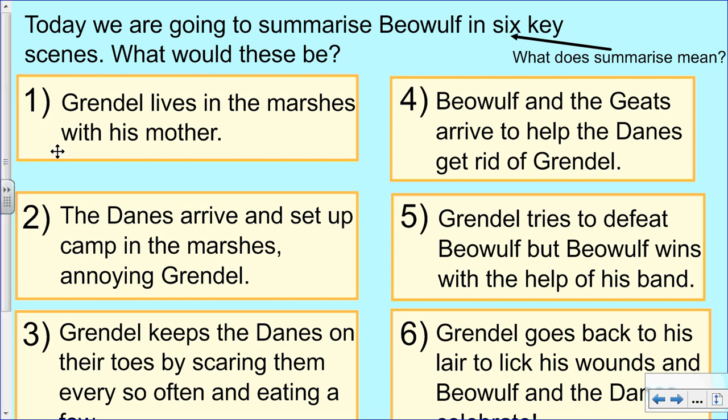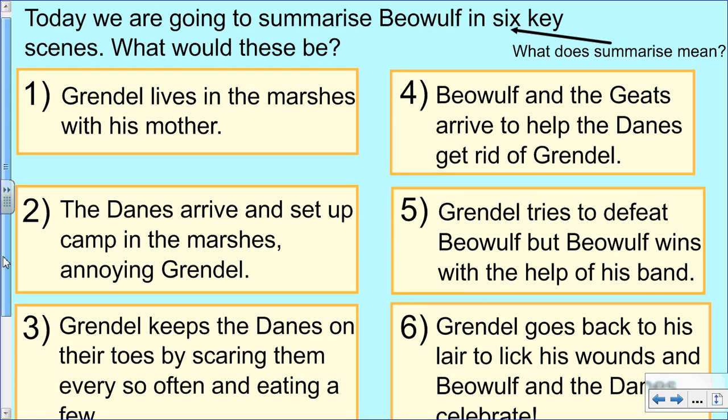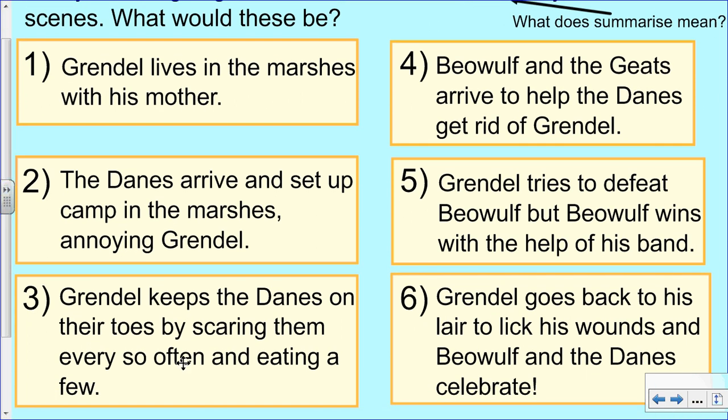Number 1, Grendel lives in the marshes with his mother, so we set the scene. Number 2, the Danes arrive and set up camp in the marshes, annoying Grendel, so that's our problem, really. The problem has arrived. Number 3, Grendel keeps the Danes on their toes by scaring them every so often and eating a few. So we've kind of said that this is all right. I mean, this could have carried on, and I think that's what Grendel said, didn't he? That this could have carried on, and he was happy with that.